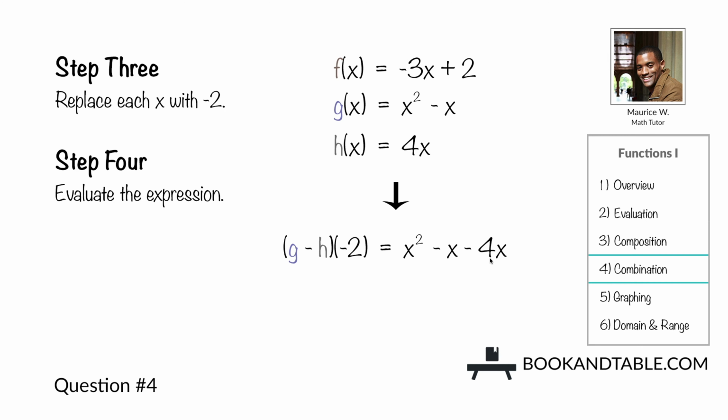And now step 3, replace each x with negative 2, giving us negative 2 squared minus negative 2 minus 4 times negative 2. And now we can evaluate the expression here, which would be negative 2 squared, which is 4, minus negative 2 is plus 2, minus 4 times negative 2 is positive 8. 4 plus 2 is 6, plus 8 would give us 14. So we find that g minus h of negative 2 is equal to 14.